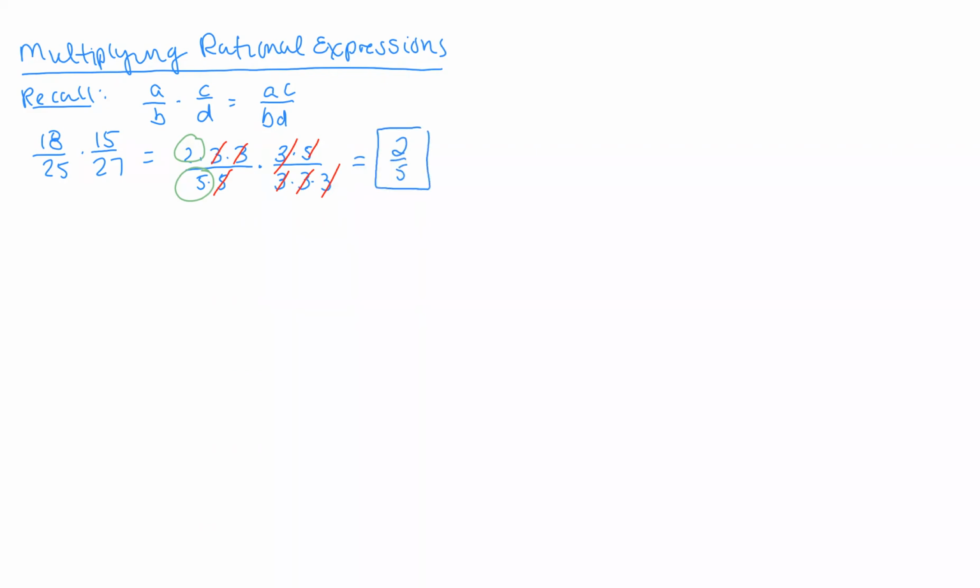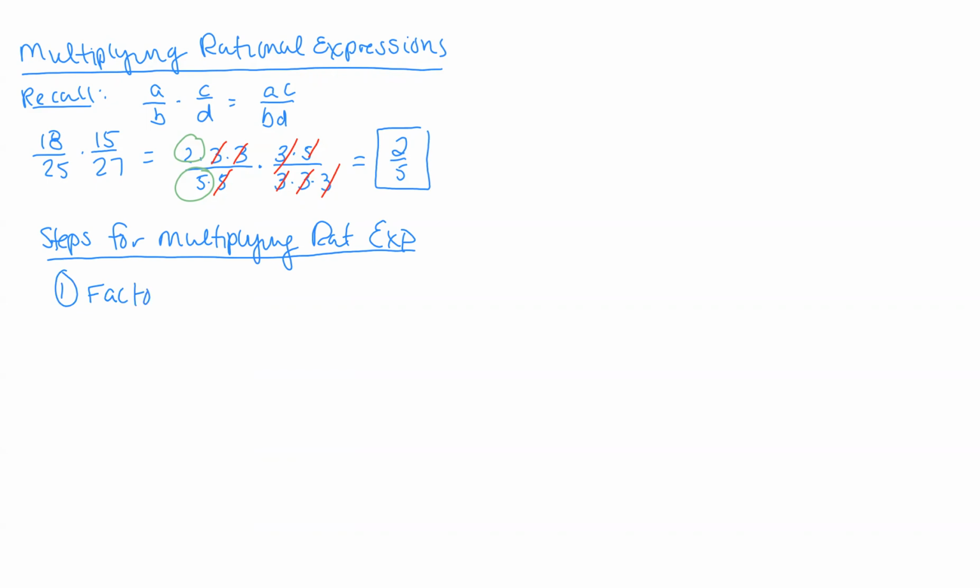We want to do exactly the same thing, but we want to do it in this world of algebra. So, steps for multiplying rational expressions. I do oftentimes abbreviate rational expression to RAT for rational and EXP for expression. The first thing we want to do is factor all numerators and denominators. Remember, I said factoring is a huge part of this unit. So make sure you know how to factor.